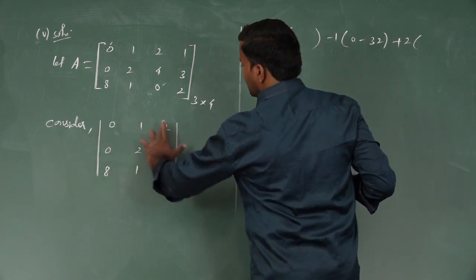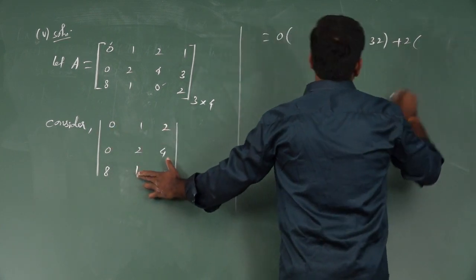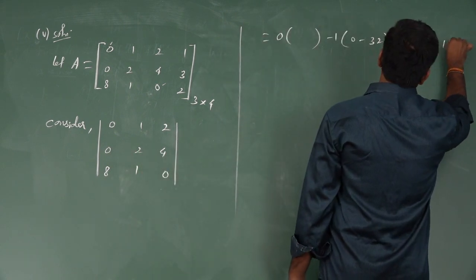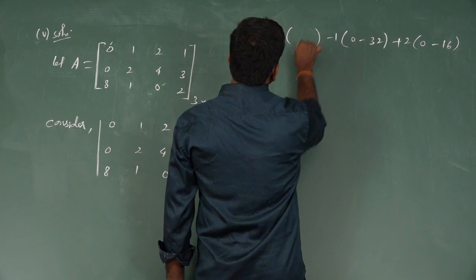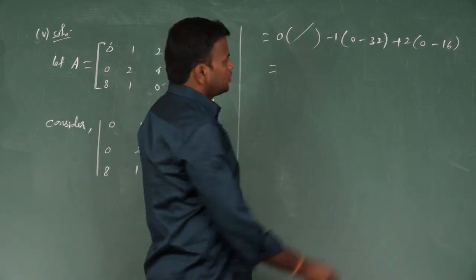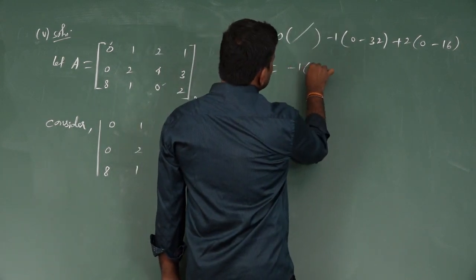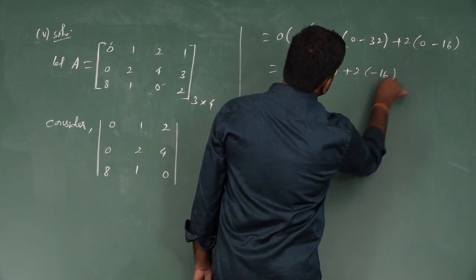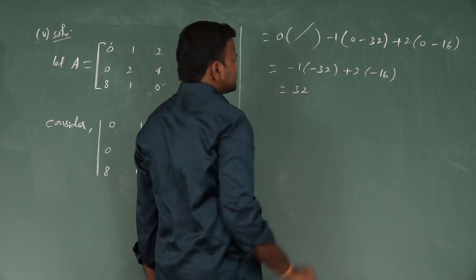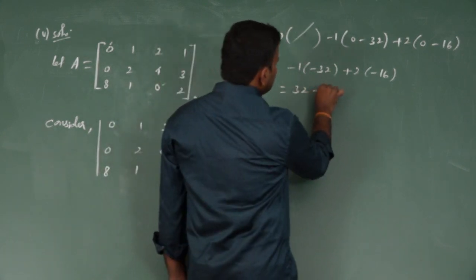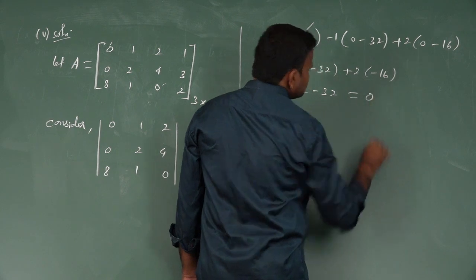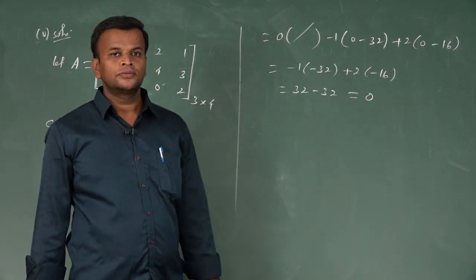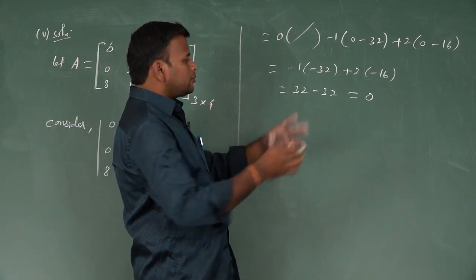Now we leave this row and this column. 0 into 1 is 0. 8 twos are 16, so minus 16. Then minus 1 into minus 32, plus 2 into minus 16, is plus 32 and minus 32, and it becomes 0. So this 3 by 3 determinant value is equal to 0. Then therefore the rank of the matrix is equal to 2.